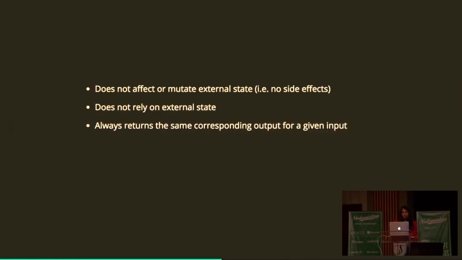Okay, so going back to our checklist, how do types help? Well, do they ensure that we do not affect or mutate external state? Not really. Do they ensure that we do not rely on external state? Not really. Do they ensure that they always return the same corresponding output for a given input? I'm going to give this a maybe, because they do ensure that the function always returns the same type.